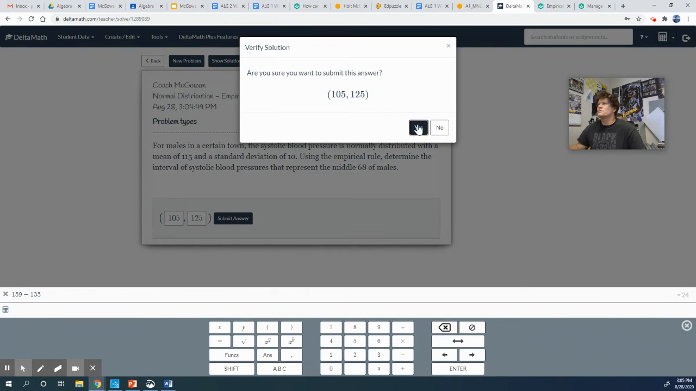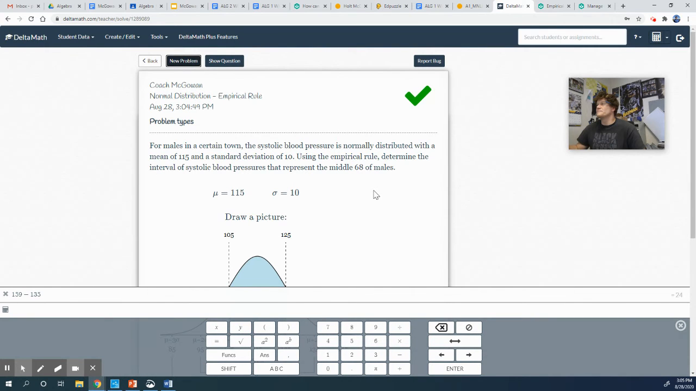Submit. Can McGowan do simple math? He can. Awesome. Hopefully that makes sense for you guys. That's your Delta Math problems. It might take you a bunch of questions, but all you have to do is get 5 of them correct and you're done. 100%. So there's Delta.